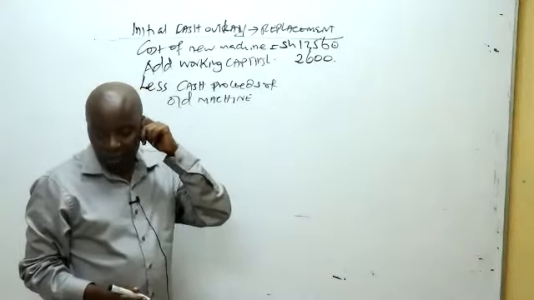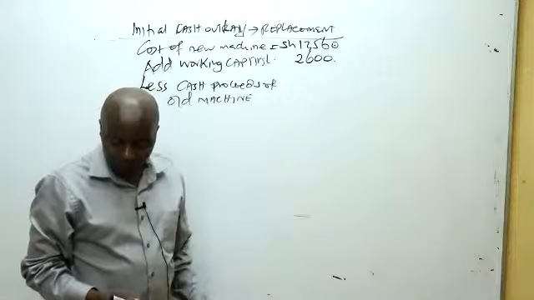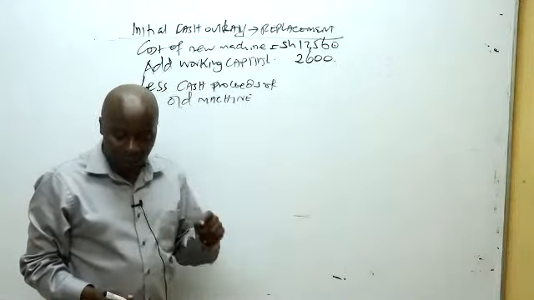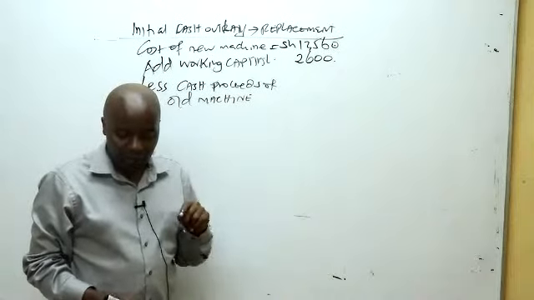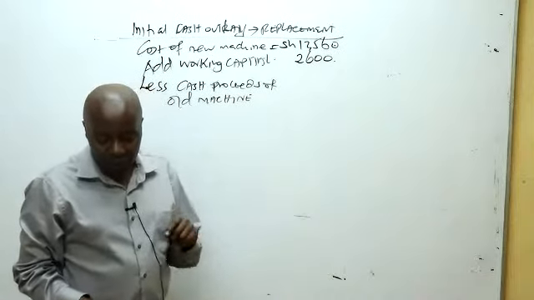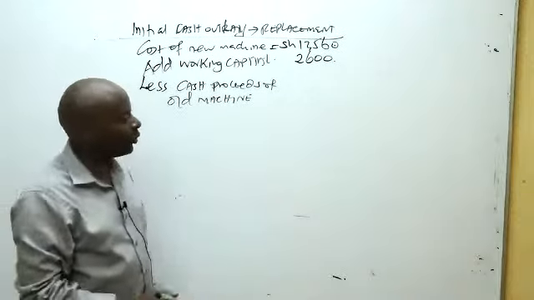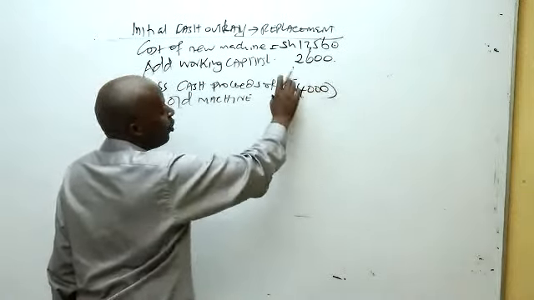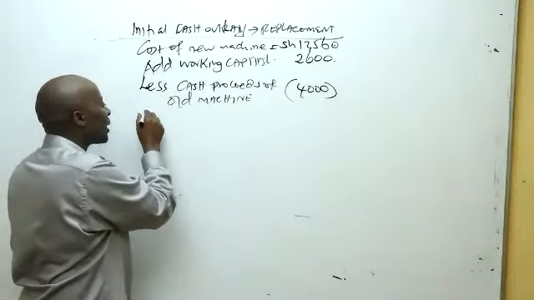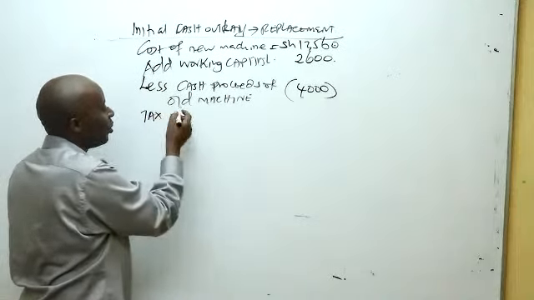What do we have there? We are told in the last sentence of paragraph number 1, the existing machine can be disposed of now at 4,000. So in terms of what I need at the beginning, this will be a relief on me. So I have to subtract. Then the other component that so many students will forget is the taxation. The tax on disposal.